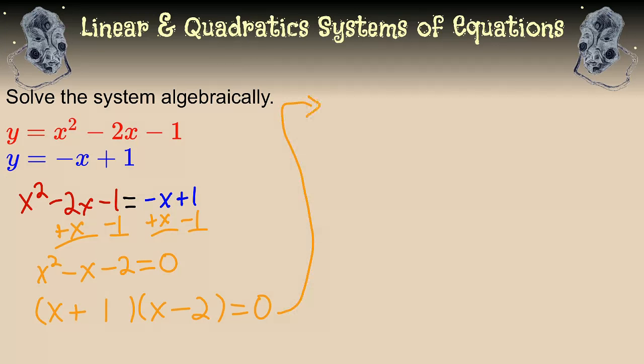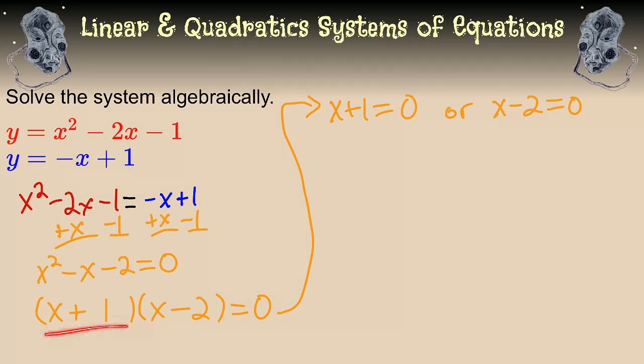Now this right here, I'm going to do all the steps, okay? Because I have two things in parentheses there, two binomials, when I multiply them together, the result is 0. The only way for that to happen is if either x plus 1 equals 0 or x minus 2 equals 0. This is called the zero product property.